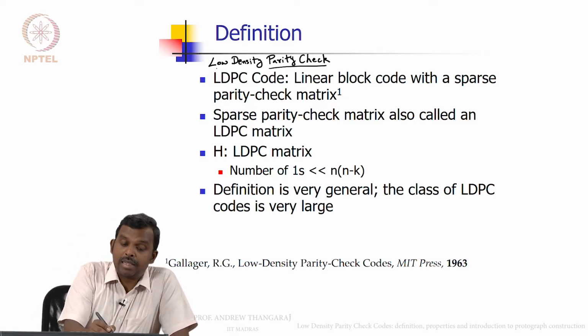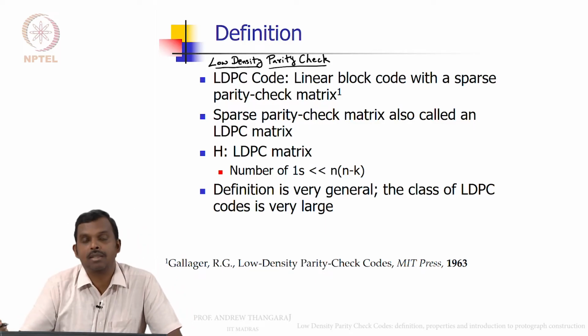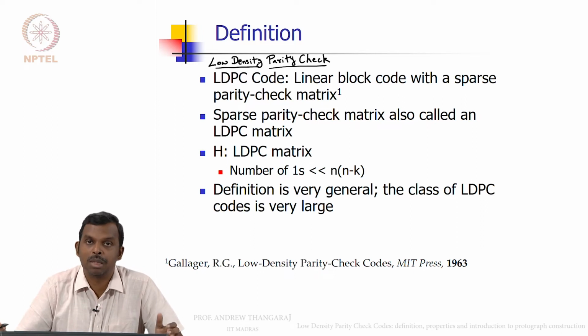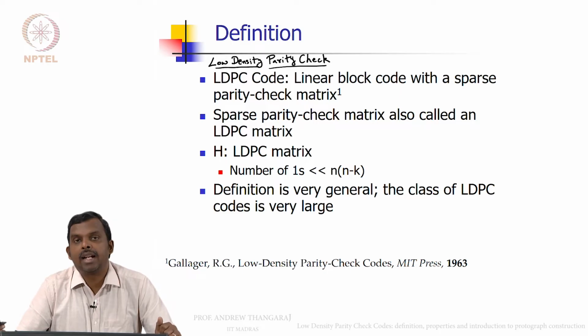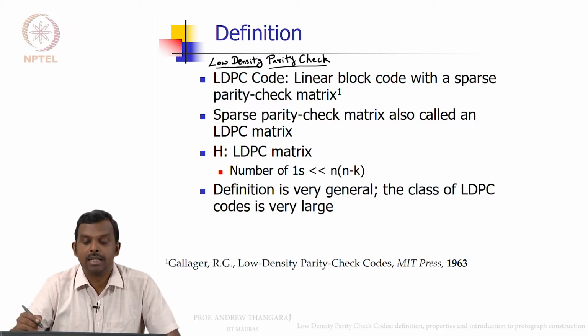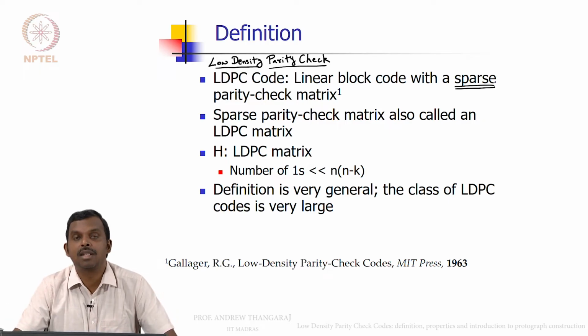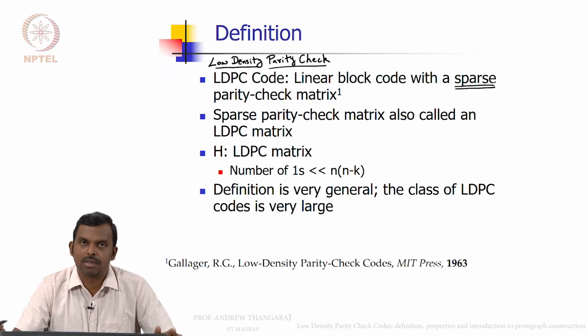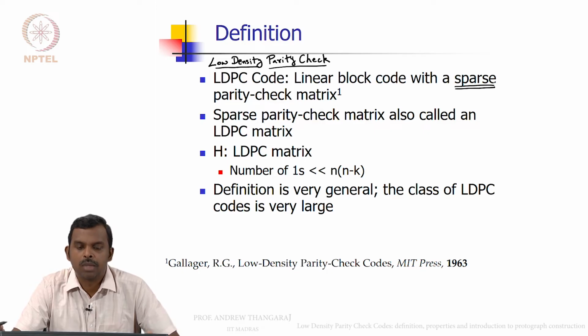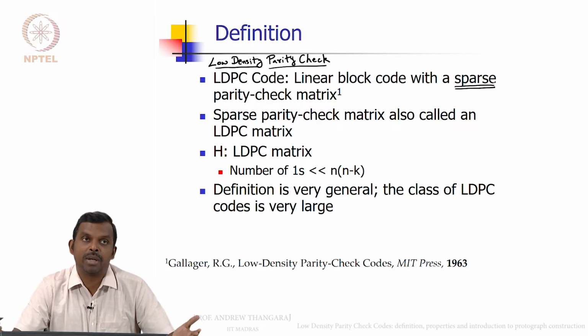And what is low density? Low density means, when you have a binary matrix, remember, a parity check matrix is a binary matrix. It has zeros and ones. And when someone says it's low density, basically they mean it is sparse. Sparse means there are many more zeros than ones. There are very few ones. The number of ones has to be considerably smaller, and anytime you have a parity check matrix with a lot of zeros and very few ones, you have a low density parity check code.